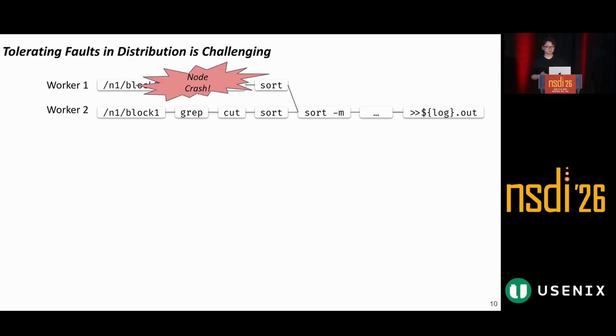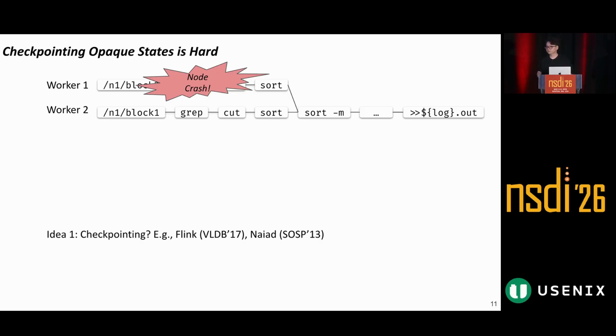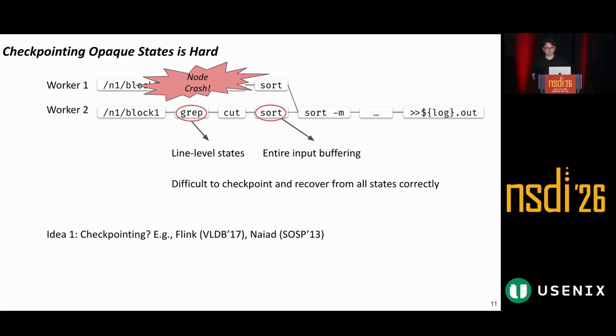Unfortunately, tolerating faults in this distributed execution is challenging when using existing fault tolerance techniques. One idea would be to checkpoint and recover from all the program states. However, all these components can maintain opaque states. For example, the grep command maintains line-level states for its internal matching, and the sort command buffers the entire input before producing output. Because all these states are completely opaque to the system, it is very difficult, if not impossible, to checkpoint and recover from all these intermediate states correctly.